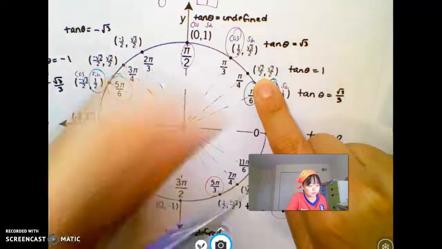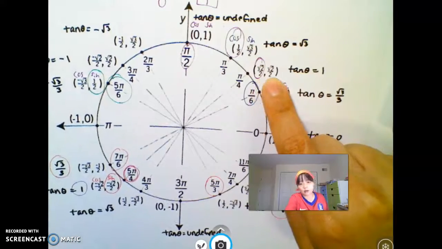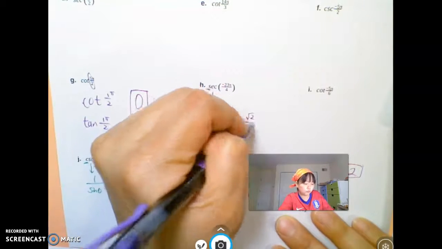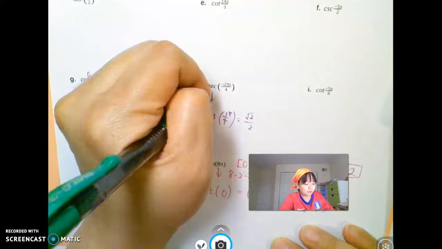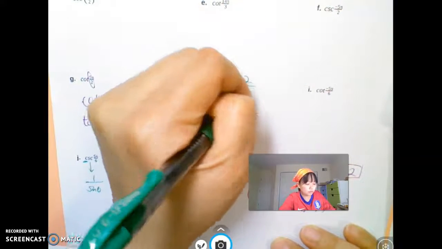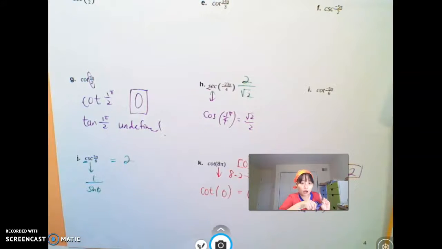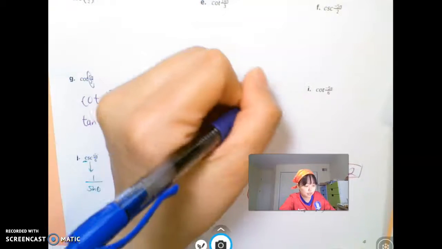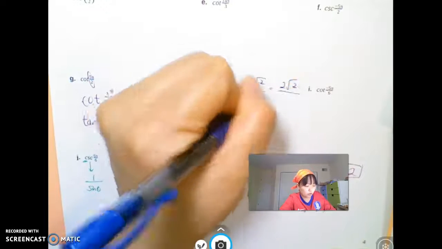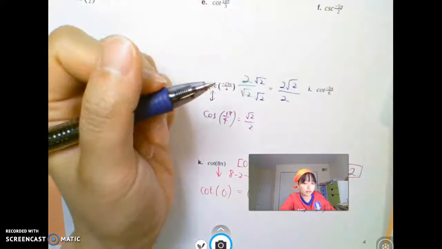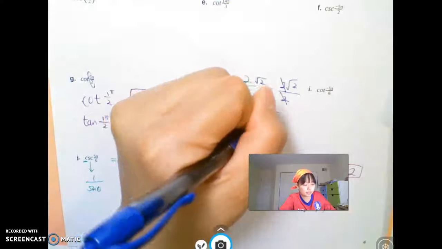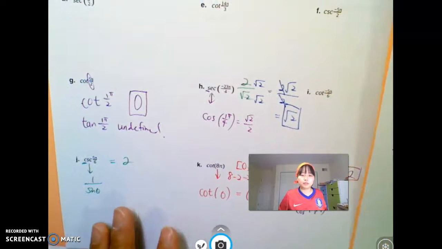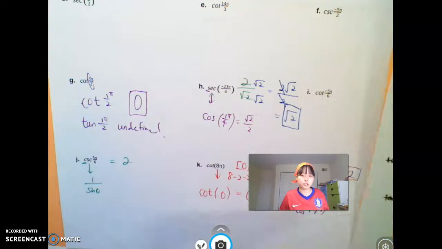Cosine is that. You see right there? That's cosine, but sine is the same thing. So cosine at 1/4 pi is √2/2. So if you're doing secant, you have to flip it around. So it'll be 2/√2. And then you have to be like, uh-oh, you have a square root in the denominator. We have to rationalize it. So it becomes 2√2/2. And then you can simplify this, so it ends up with just √2.